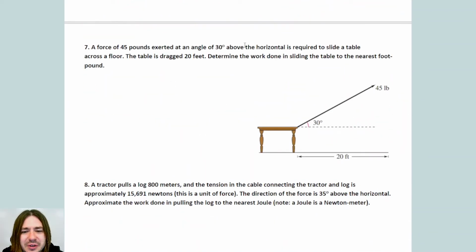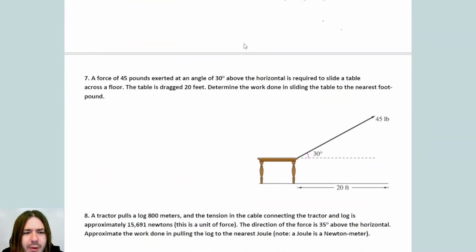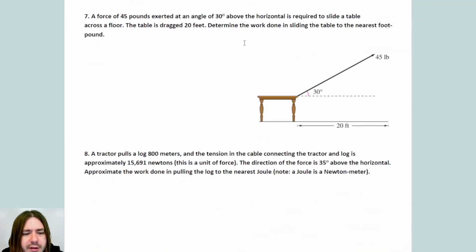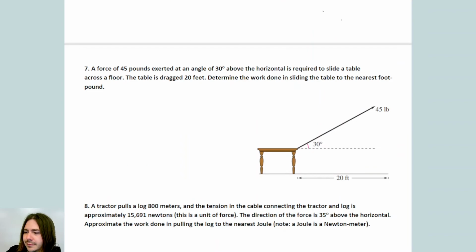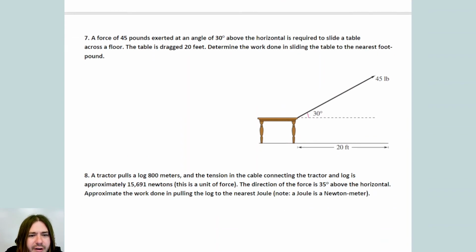All right, so let's take a look at some physics problems here. Okay, so this is going to require a little information about how we calculate work, and it looks like we got 3 problems here. So let's just work these one at a time. On number 7 here, we're trying to find the work done by dragging this table across the floor. So we're pulling with a force of 45 pounds at this 30-degree angle measure, and we're dragging it 20 feet.